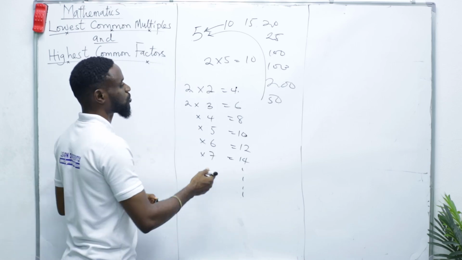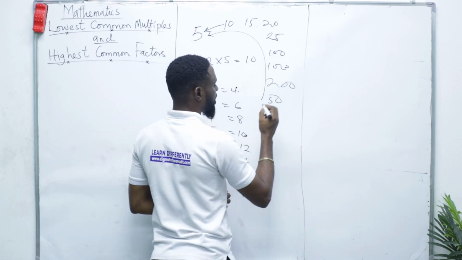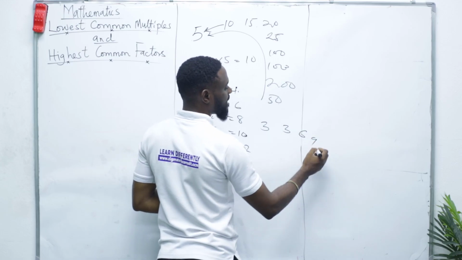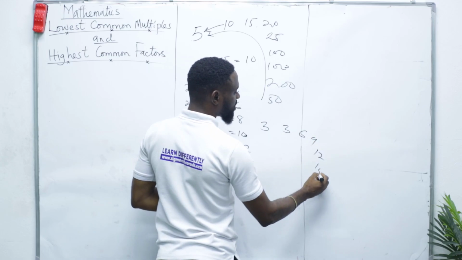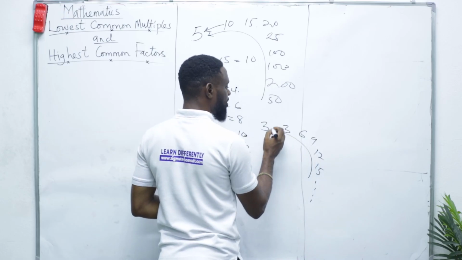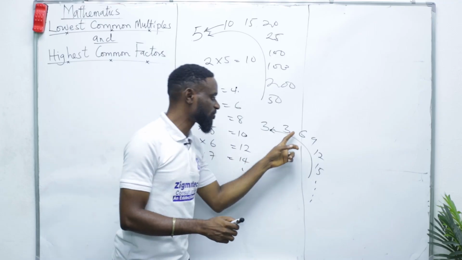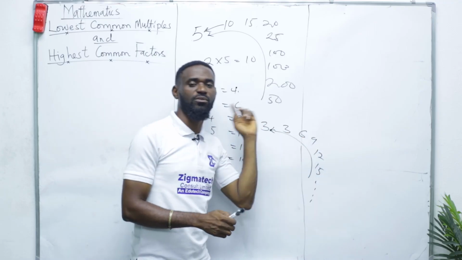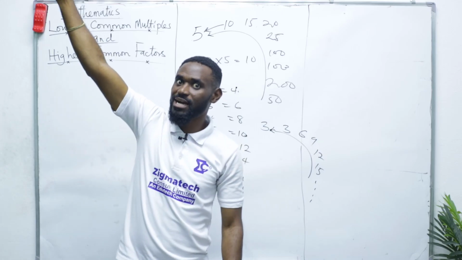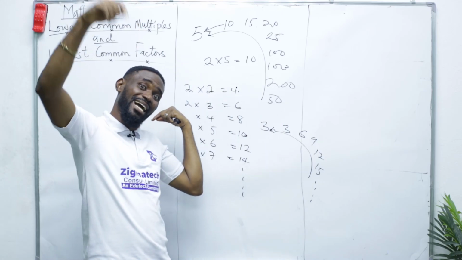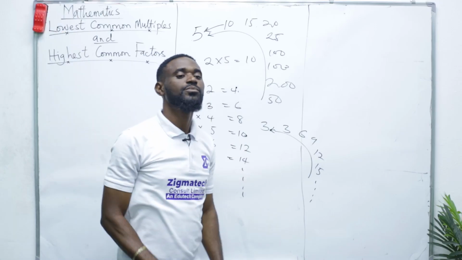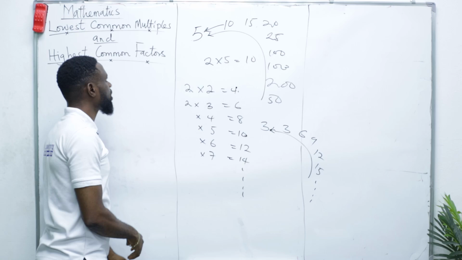The same thing applies to 3. We have 3, 6, 9, 12, 15, and so on. All these are multiples of 3. So that's why I said multiples of a number are higher numbers that the particular number we are considering can divide without a remainder. Do you understand the point now? All right.